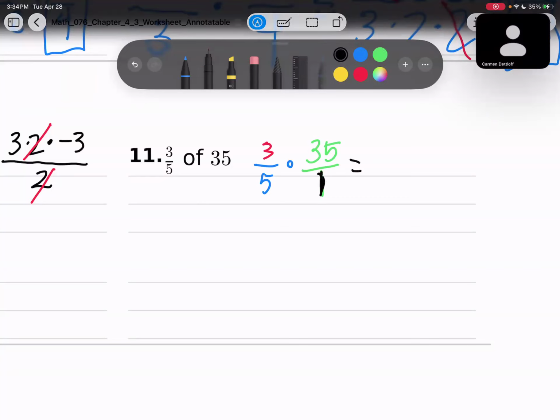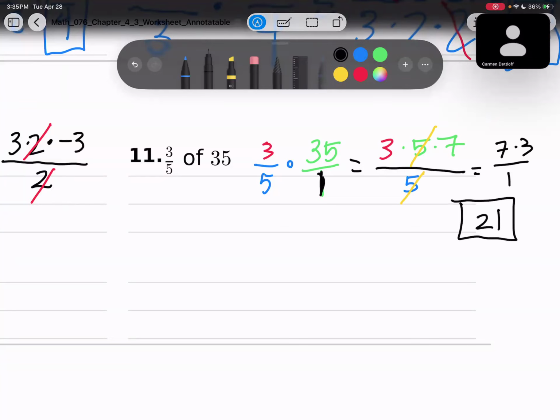Okay. Now I can factor out 3. 3 stays the same. 35 becomes 5 times 7 all over 5 stays the same. And my 1, I'm going to leave it out because 5 times 1 is the same as 5. And then I see if I can cancel anything. And I can. My 5s cancel. And I'm left with 7 times 3 or 3 times 7 over 1. And I can reduce that. That becomes 7 times 3, which is 21 all over 1, or just 21.